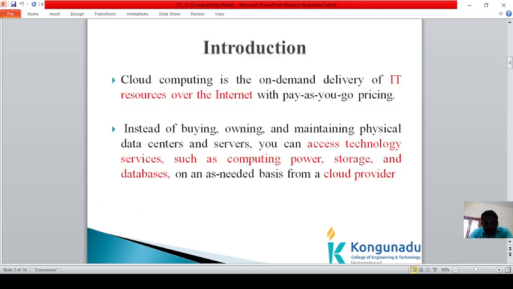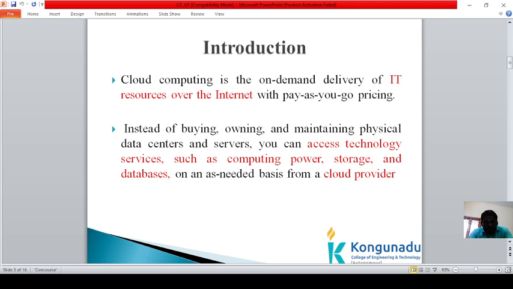So what is cloud computing? Cloud computing is nothing but services provided from the cloud provider. It is on-demand delivery of IT resources over the internet with pay-as-you-go pricing. So based on the internet, we can access the service from the cloud provider. That is called cloud computing.